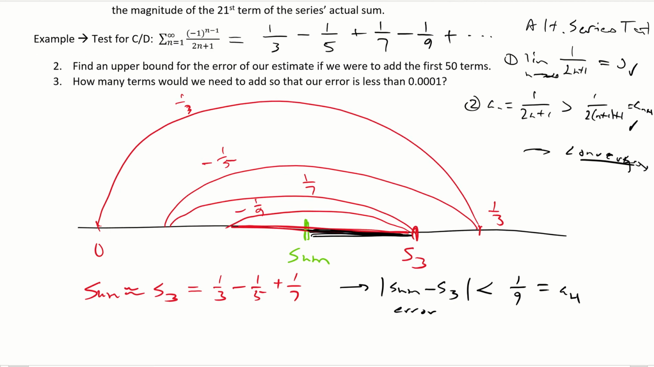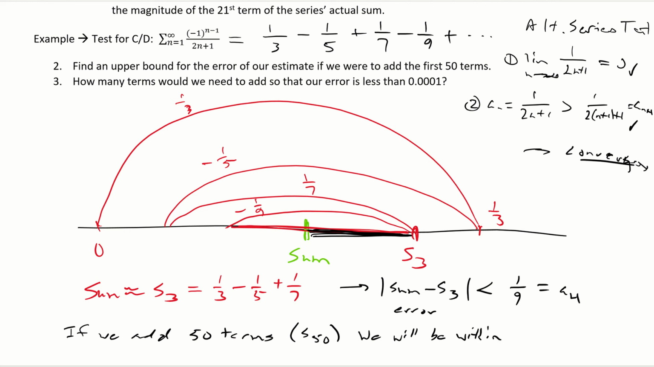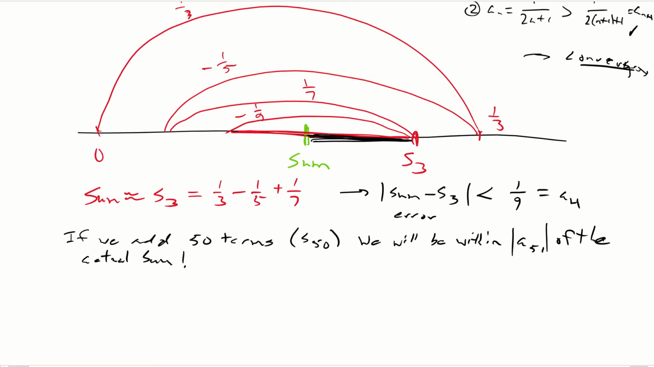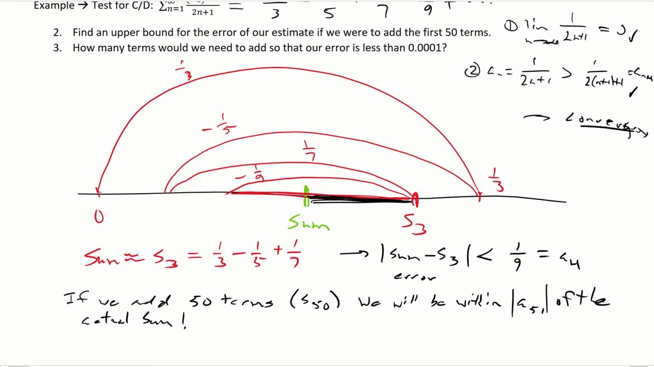That's it. Let me write that in English. If we add 50 terms, so what we're looking at is s sub 50, we will be within the absolute value of a sub 51 of the actual sum. So the more terms you add, the closer you get. It's interesting because this problem up here is going to say, find an upper bound for the error if we add the first 50 terms.